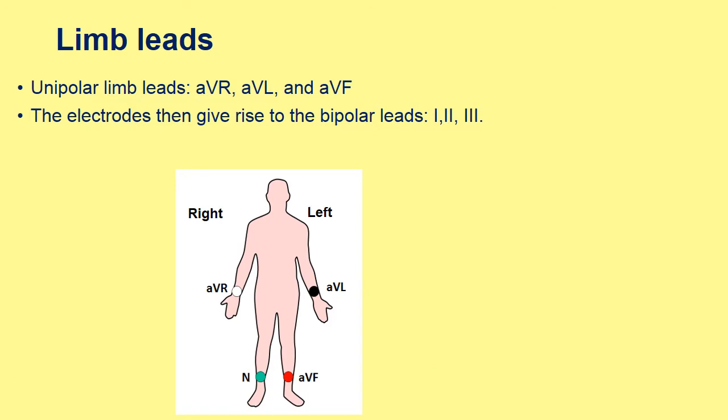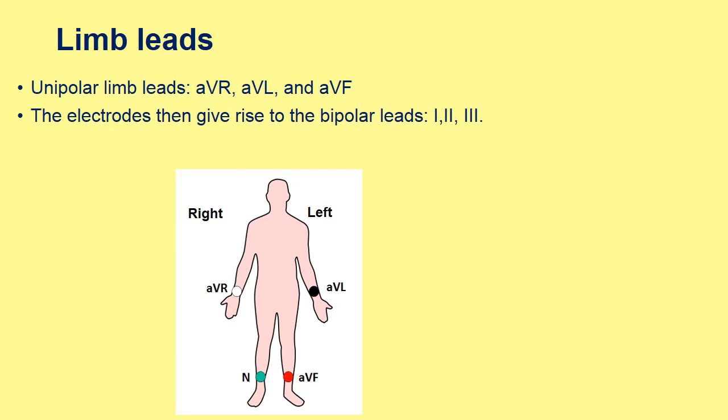So when you're connecting your ECG electrodes for the limb electrodes, you put your AVR on your right wrist, AVL on the left wrist, AVF on the left ankle, and neutral on the right ankle. The neutral one doesn't count, it's just there as earth. Okay, so you get 3 unipolar leads because you only have 1 pole. So this one gives 1 pole, 1 pole, and 1 pole. So AVR, AVL, and AVF are the unipolar leads on the ECG.